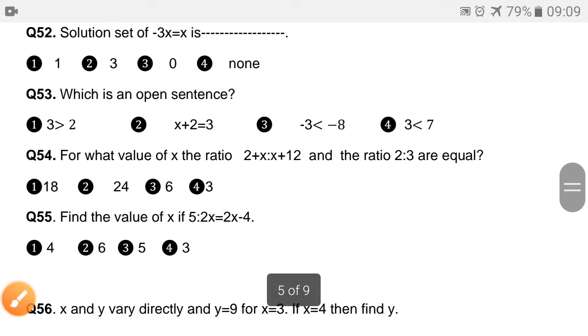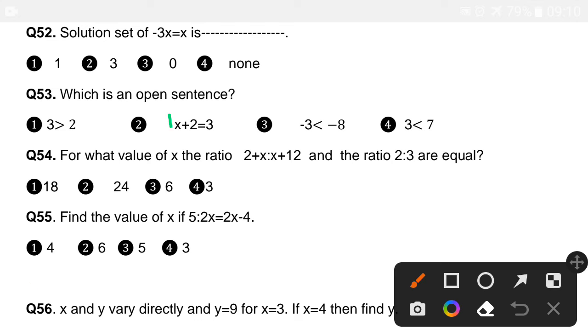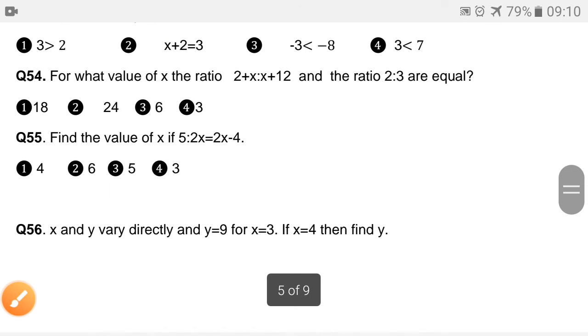Question number 53 is which is an open sentence? So first of all, what is an open sentence? First we have to know the definition. An open sentence in mathematics is a sentence in which a variable is involved. It may be an equation, or it may be just a mathematical expression. So in these four options, only in the second option do we have the variable x, otherwise no variable is involved. So this is an open sentence example: x plus 2 is equal to 3, and the other three options are not open sentences.